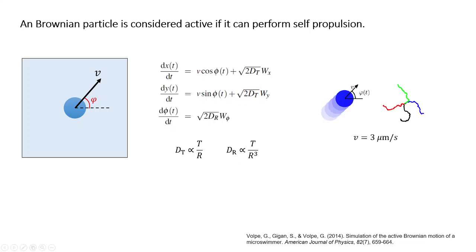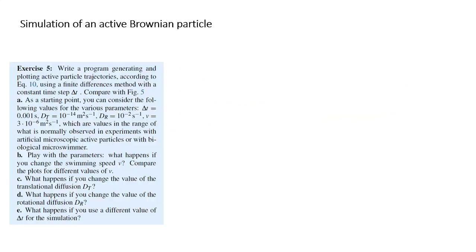And here you see some sample trajectories of Brownian particles that are moving at a speed of 3 microns per second. In this next exercise, you are going to generate difference equations for the case of active Brownian motion and simulate active Brownian particles with different velocities and different translational and rotational diffusions, and try to observe how the different trajectories look.